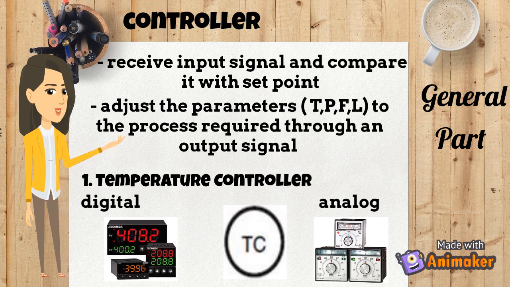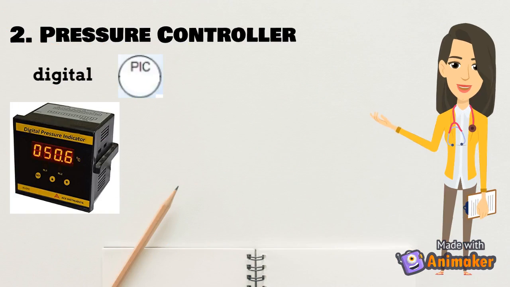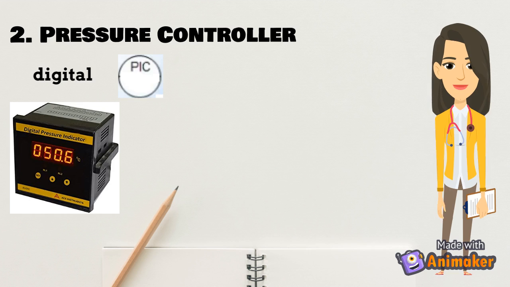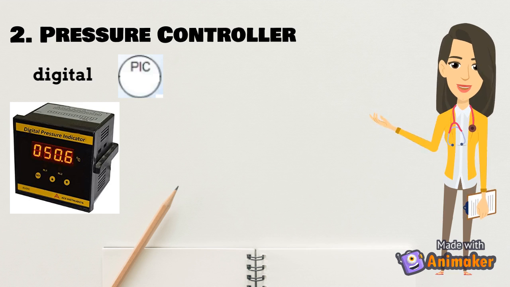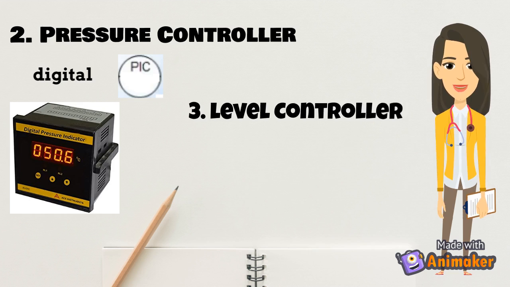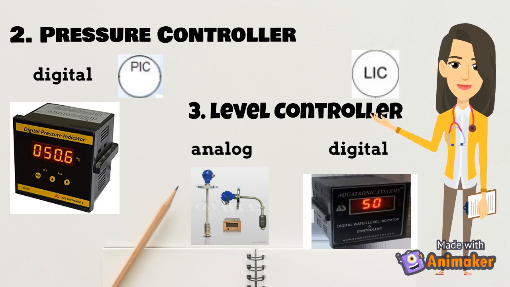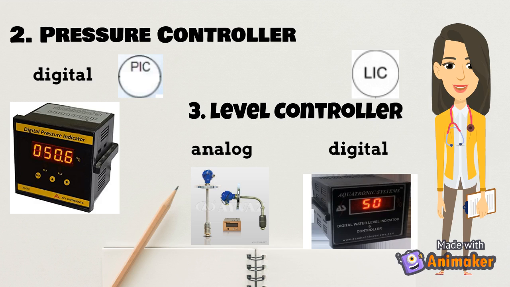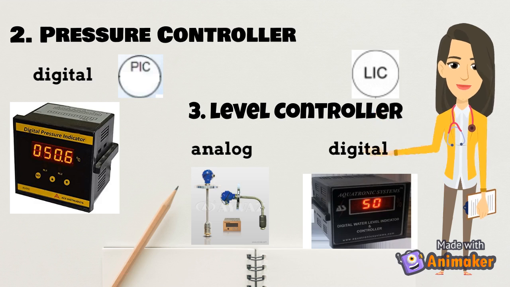Next, this is the temperature controller. The pictures are the symbol and real image of the temperature controller. Next, there is the pressure controller and the symbol is PIC. There is the real image of the digital pressure controller. Besides, the right side is the level controller. There are the real images of the digital and analog level controller.